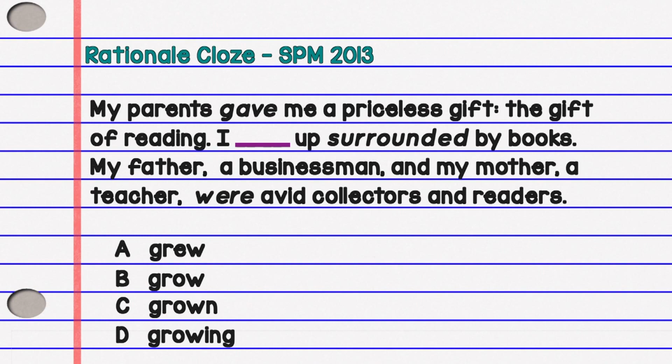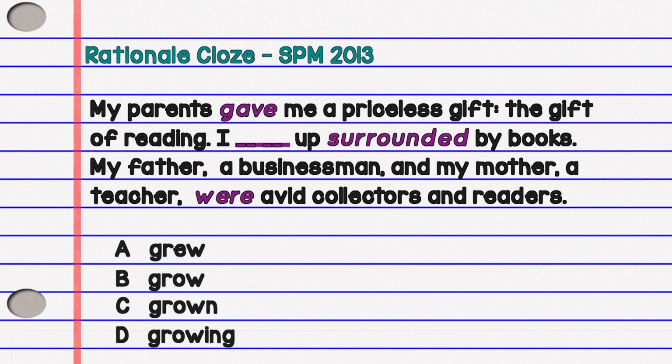Let's assume that we already read the text. We know that the text is written in the past tense because the text is a narrative. We also know that the past tense was consistently used throughout the text. The verbs gave, surrounded, and were are in past tense.